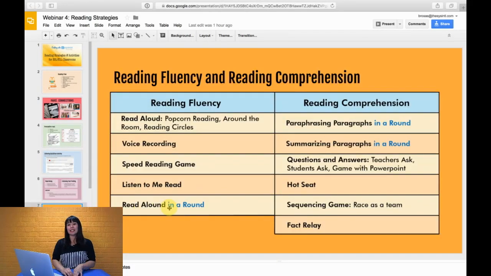The next activity is read aloud in a round. It should say read aloud. And in a round is something that I wanted to pause here and focus on a little bit more because I love this activity. My students get so engaged in this, they never want to stop.